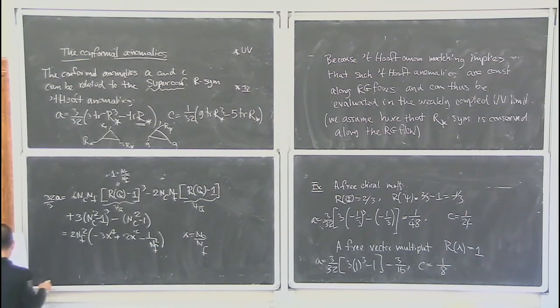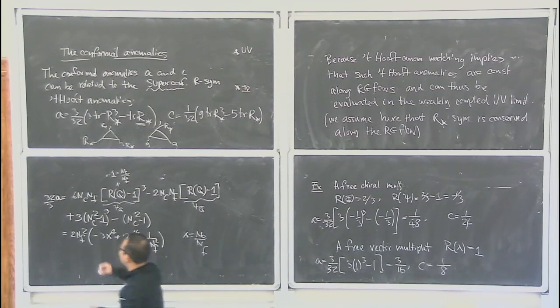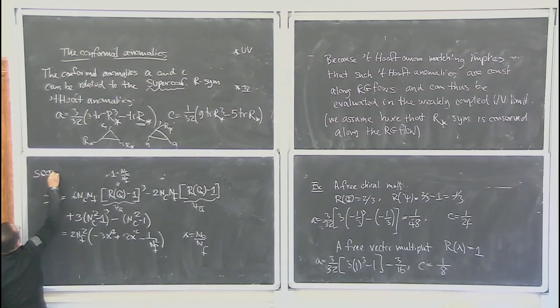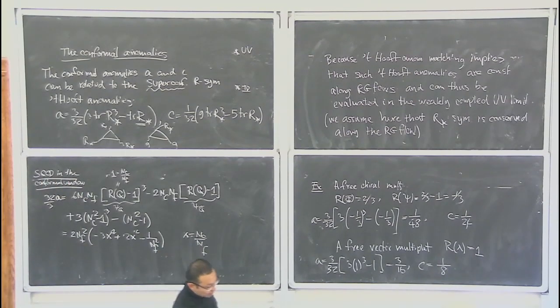And you can do the other coefficient also, but let me not do it in detail. This is just to give you an example. An exercise is to do this in the magnetic theory and match it. Okay? I guarantee it will match. Okay. Now let me mention also another important property of A and C. So, sorry, this is SQCD in the conformal window.